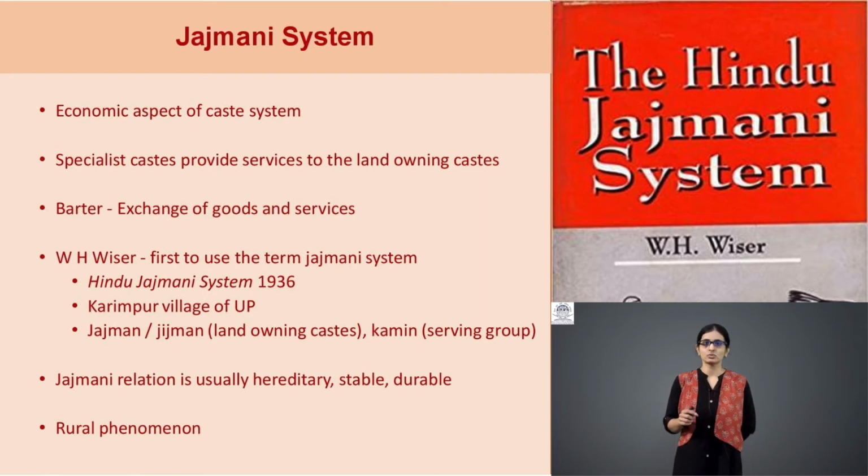By this what is meant is that one family of a higher caste would be associated with a particular family of a specific lower caste, and it is not as if a specific family of lower caste serves every different upper caste landowning family in a particular village. And the relationship that we see in the Jajmani is something that is hereditary. So it continues from one generation to another generation. It's a long run, durable and stable relationship.